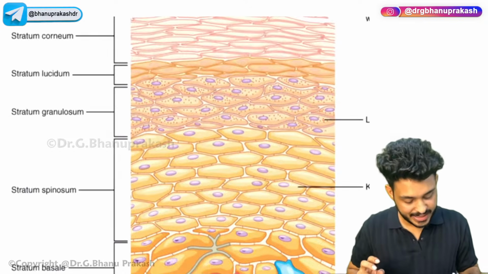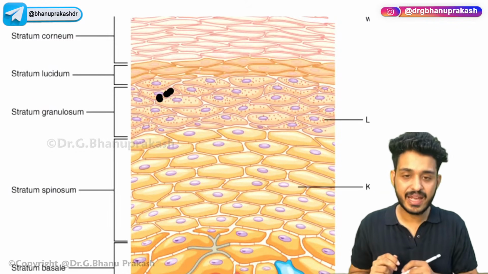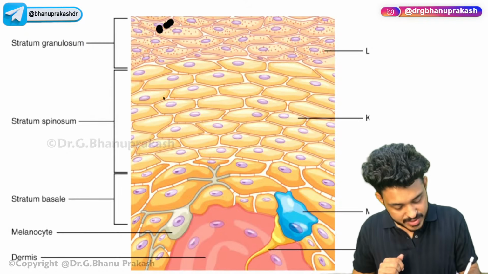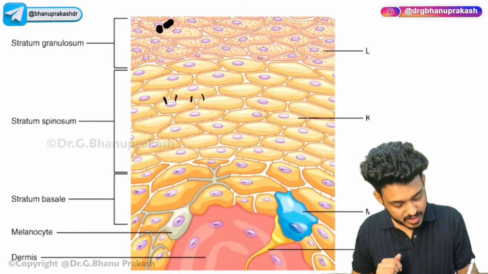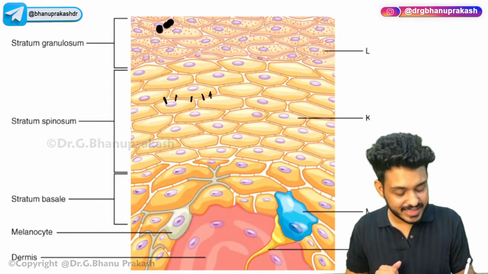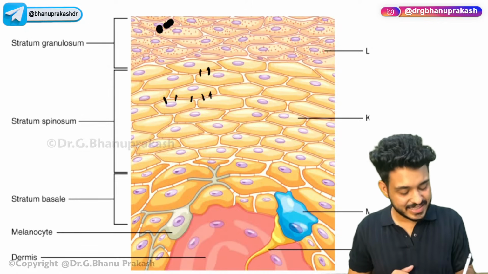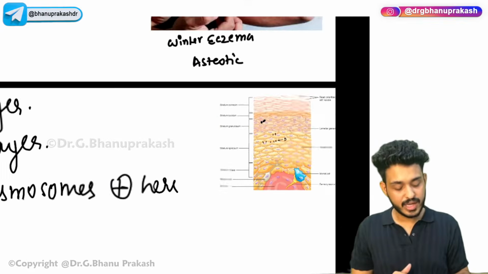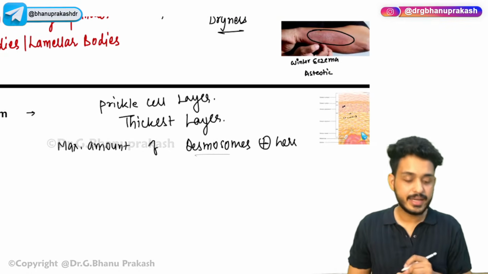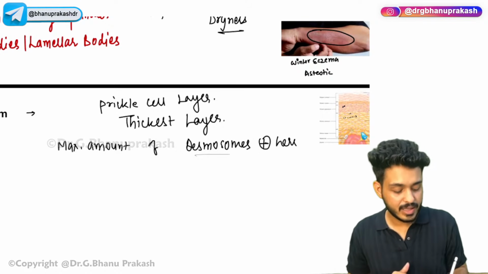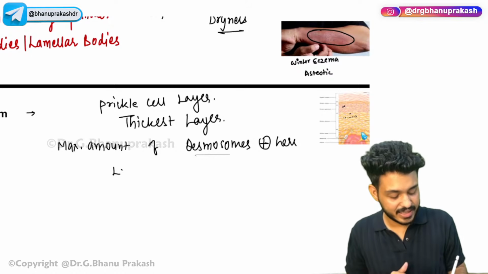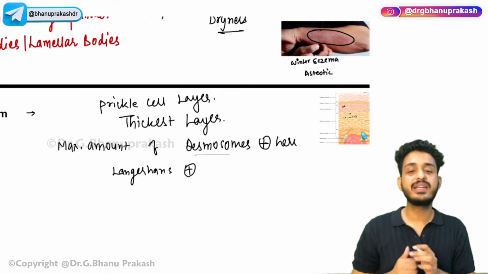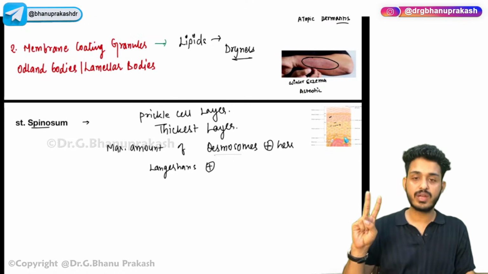Can you see here? This is your granulosum, so it will have granules. This one is your spinosum. Can you see these spine-like structures? That is why it is known as stratum spinosum. These spine-like structures are basically desmosomes. The second thing you have to remember, the second cell that we have already seen, is your Langerhans cells. Langerhans cells are maximally present here in the stratum spinosum. Two things you have to remember.